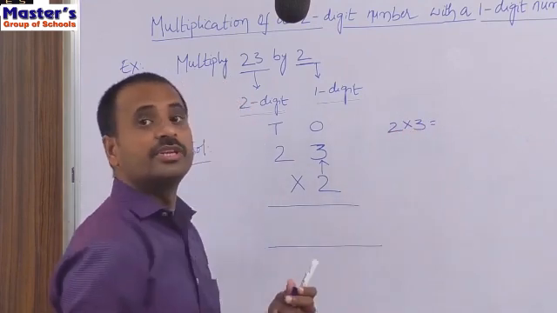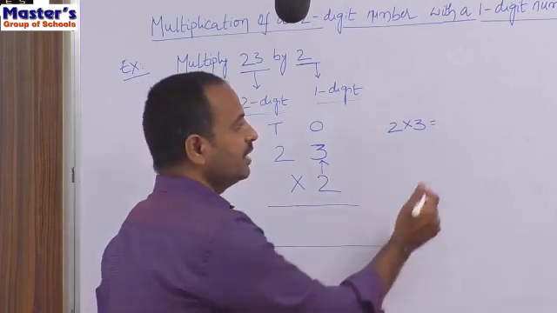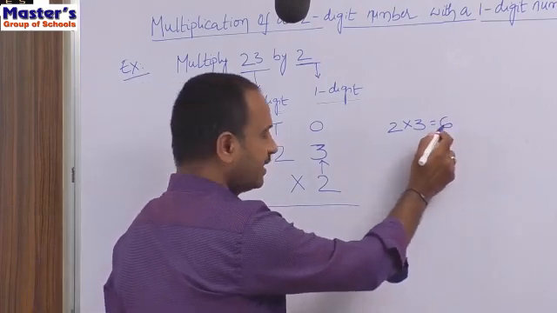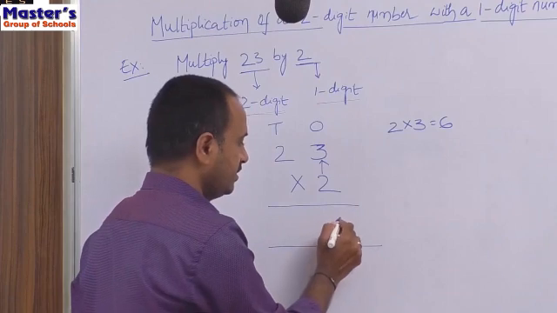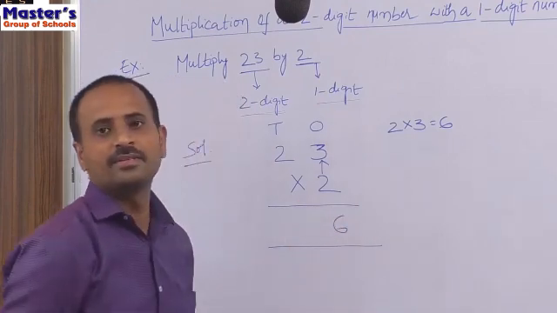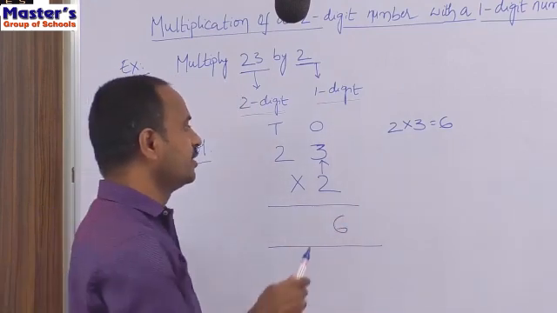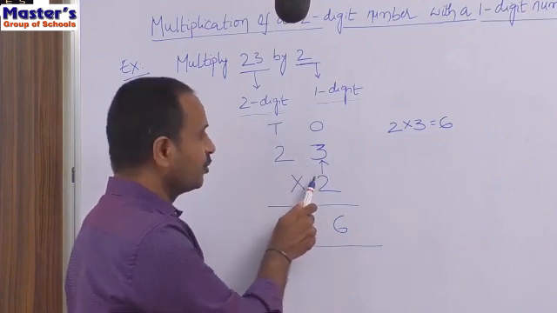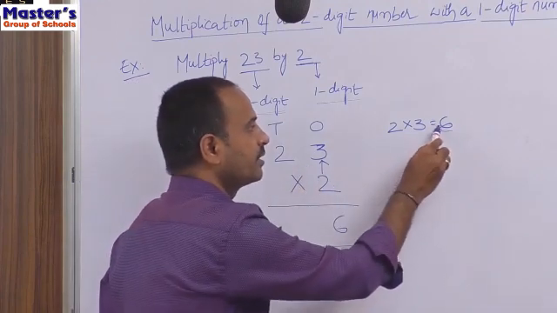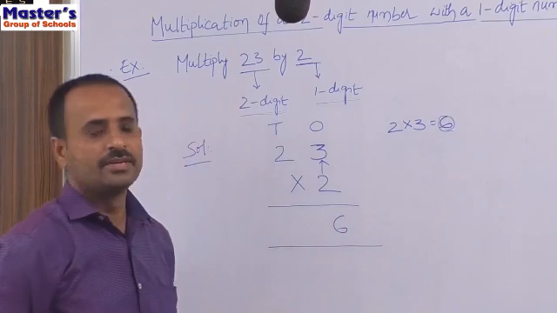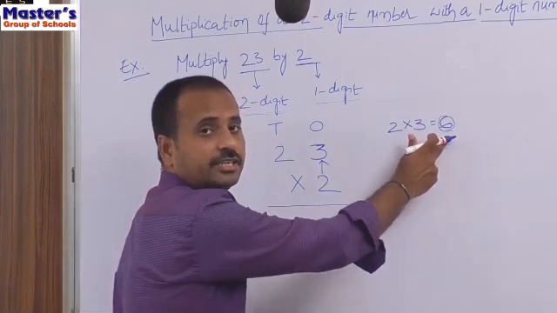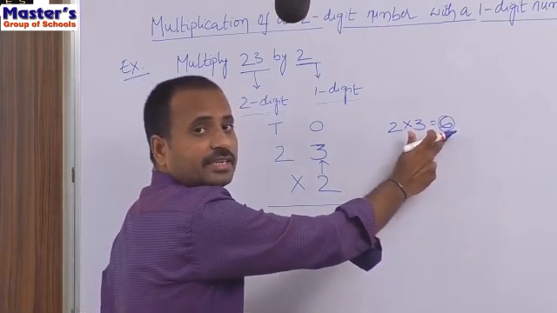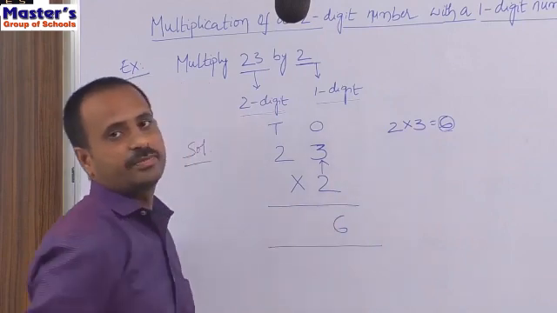Children, how much is 2 threes? 2 threes are 6. So write 6 under 1's place. First multiply the digit present in the 1's place with 2 and write the product under 1's place. Here the product is a single digit number. That's why write that single digit number under 1's place.